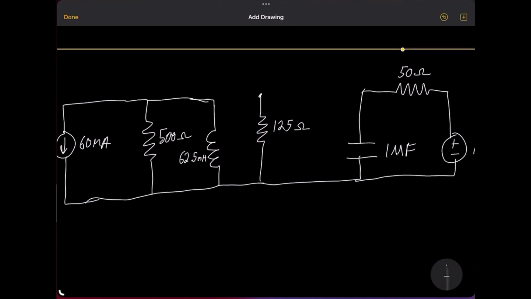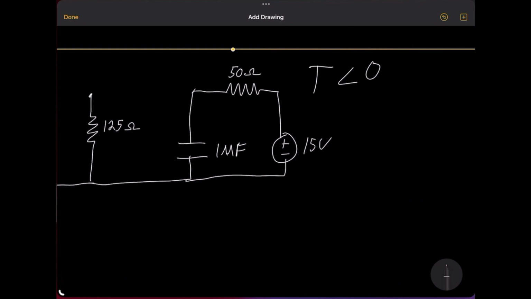Okay. So let's solve for these initial values. We know that, start with this capacitor. Since the circuit sat for a very long time, that capacitor is going to act like an open circuit. And since there's only one resistor in the way as this capacitor goes to ground, as this power source, we know that all of that voltage is going to be on that capacitor. So V naught is going to be 15 volts for the capacitor.